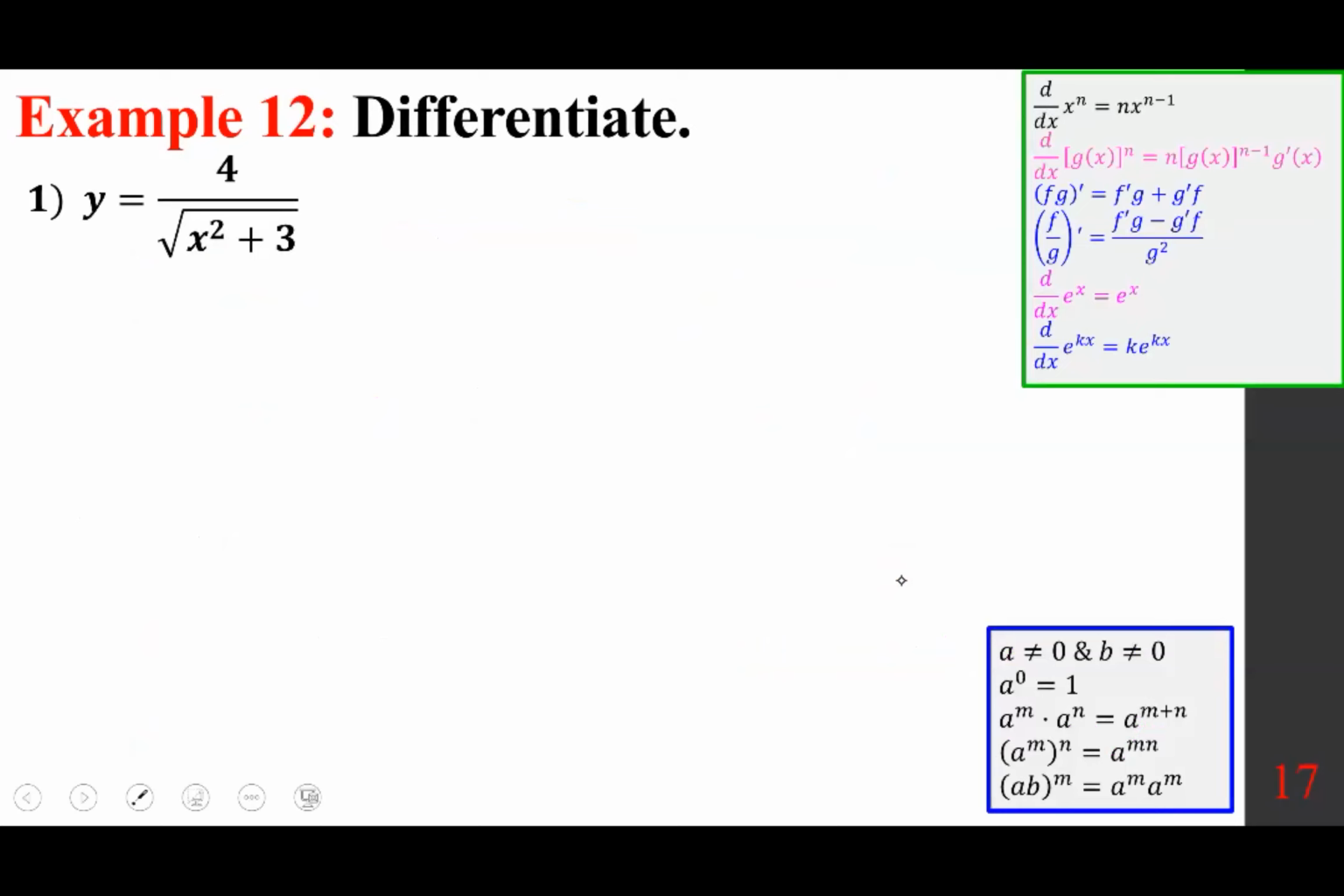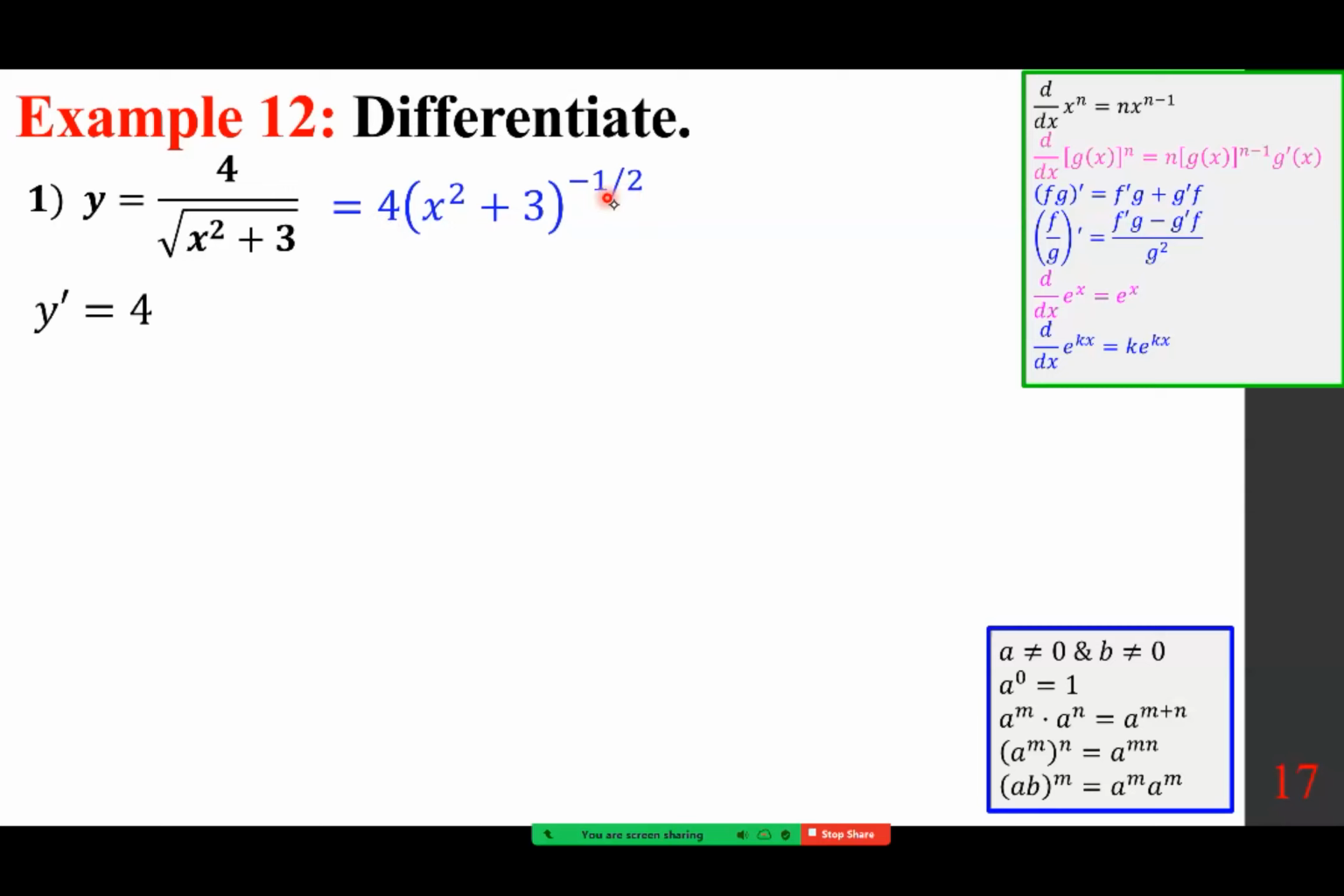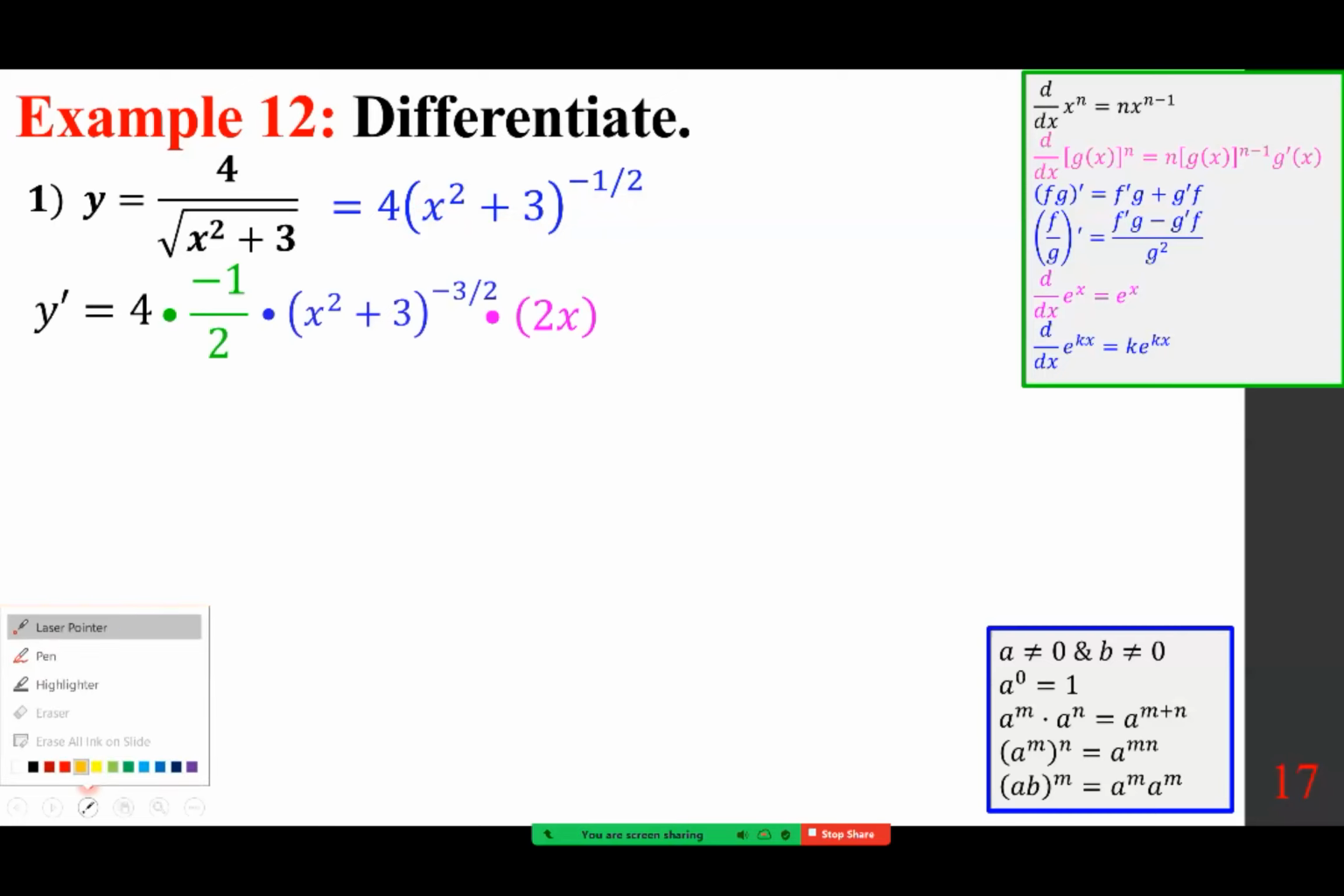We want to differentiate this, and as I mentioned, anytime you have a fractional format where the numerator is a number, you don't want to use the quotient rule. Bring this up and to the power of -1/2. So we have 4 times -1/2 times the same thing to the power of -1/2 minus 1, which makes it -3/2. And then the derivative of the inside, which is 2x.